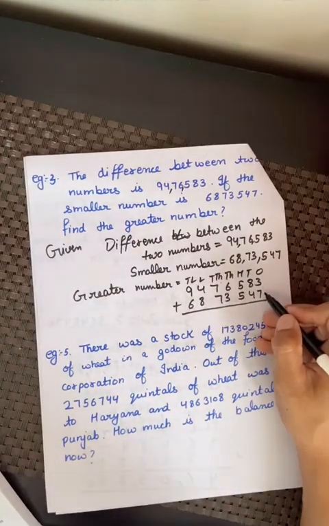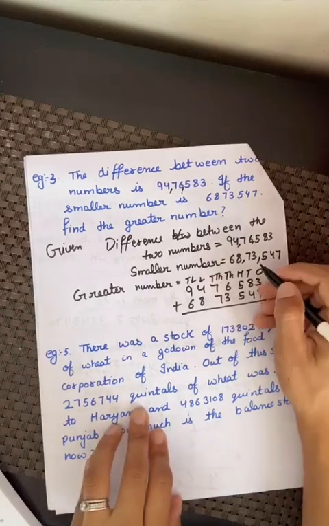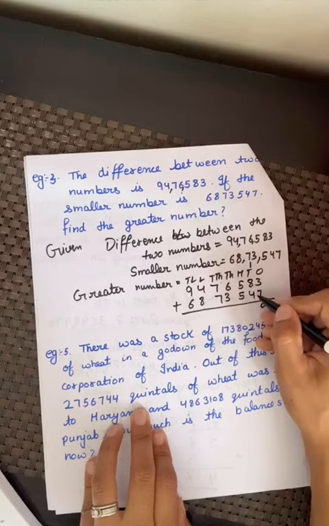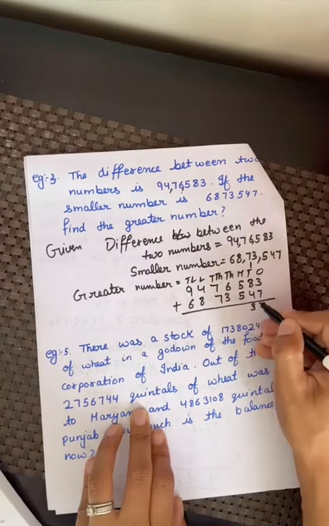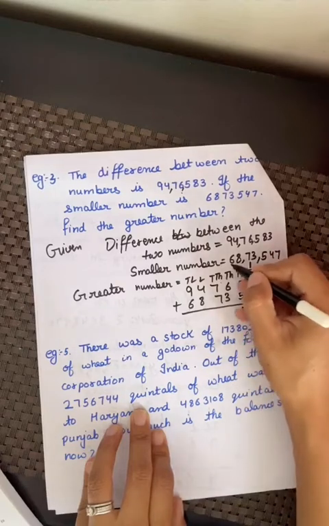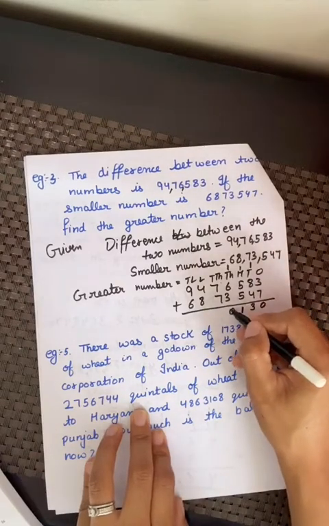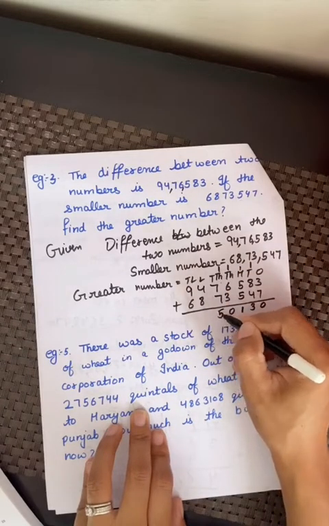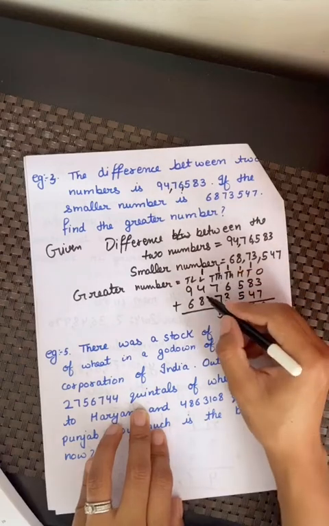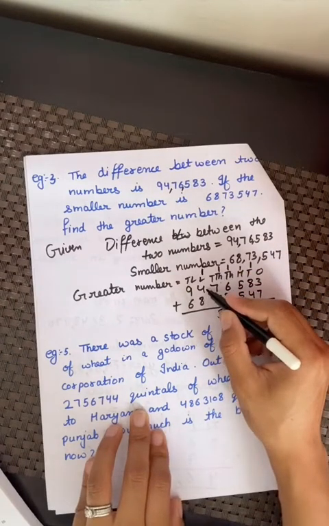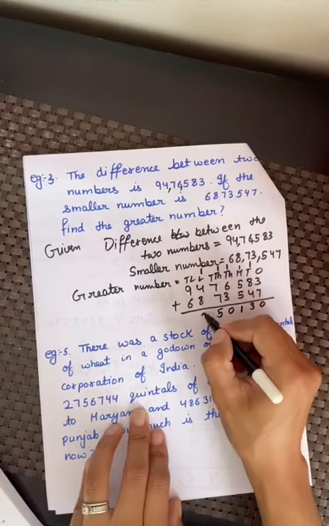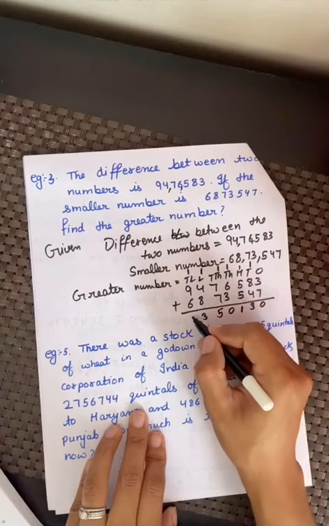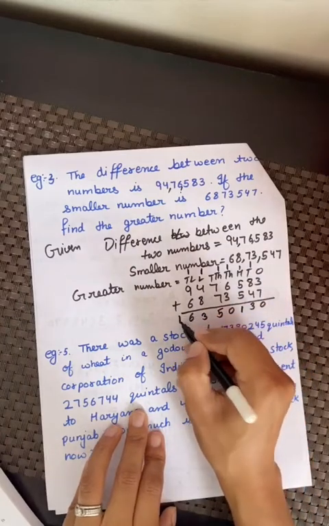Okay, let's add. 7 plus 3, 10. We will carry 1. 8 plus 4, 12. 12 plus 1, 13. 1 carry, 11. 1 carry, 10. 1 carry, 7 plus 7, 14. 1 carry over here, 15. And 1 carry is over here. 8 plus 4, 12. 12 plus 1, 13. 1 carry, 9 plus 6, 15. 15 plus 1, 16. And here is 16.